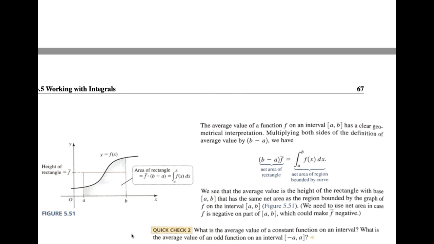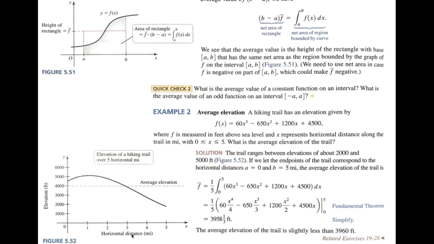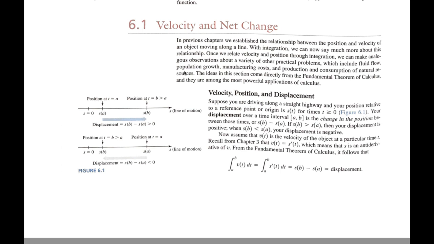You should have gotten the answer as the constant itself for the constant function and 0 for the odd function. Here is another example which computes the average elevation of a hiking trail, which you can study for yourself. Here is a second and very important application.